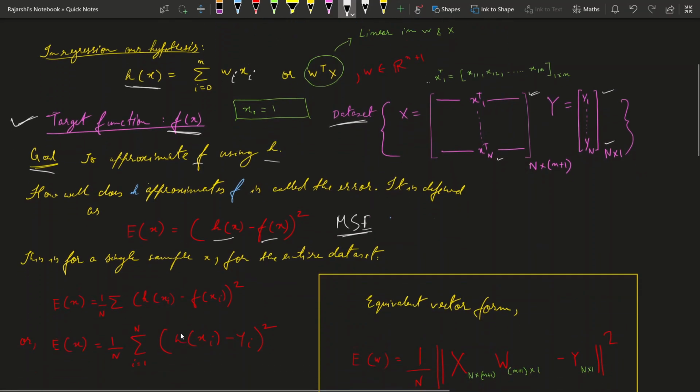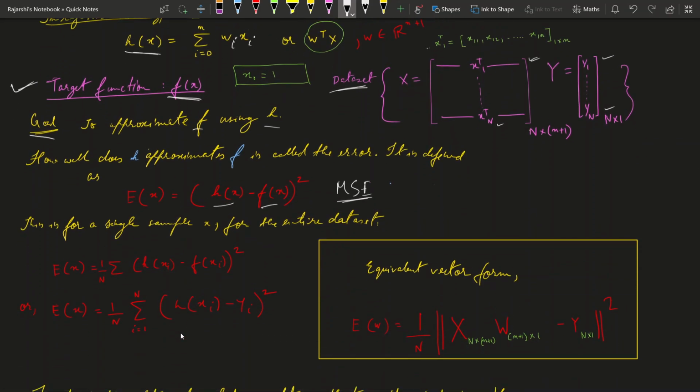Now, if you take the whole dataset into consideration, then this will be your entire loss, entire MSE error, right? So you have the hypothesis, and this is your ground truth. You take the squared distance, and you take the mean, hence the name mean squared error. So this is basically the mean squared error, and this is the equivalent vector form. This x is the same as this capital X.